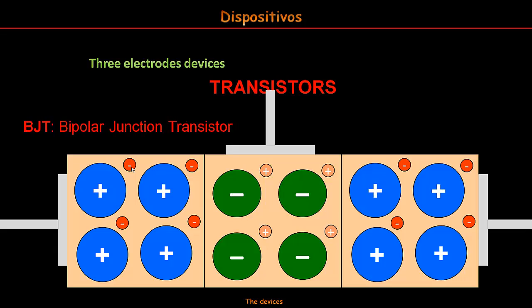This is a transistor, but only one of the possible transistors to be made. The name of this transistor is a bipolar junction transistor. Bipolar? Because it uses both electrons and holes to conduct a current. Junction? Because it is a transistor based on two p-n junctions, as we can see.